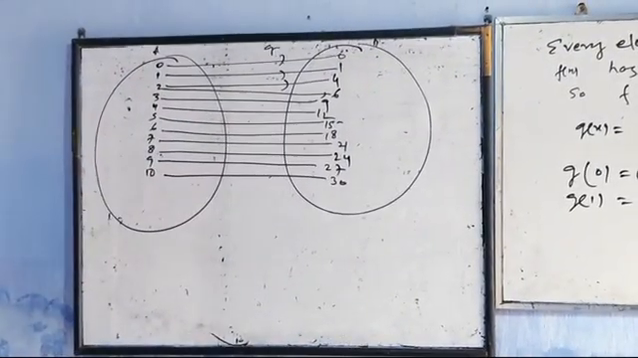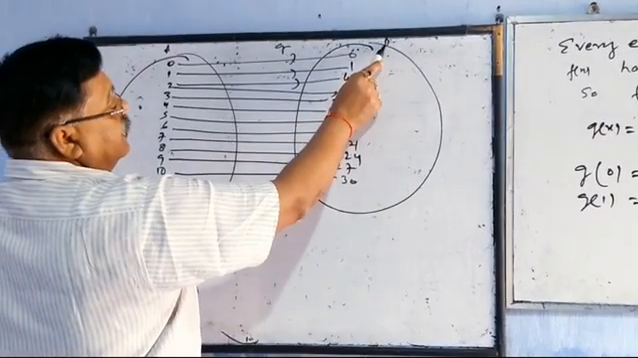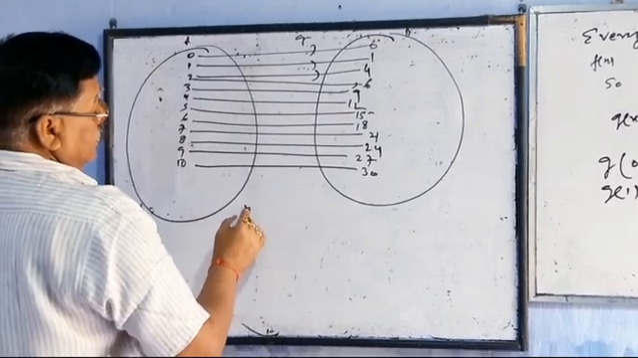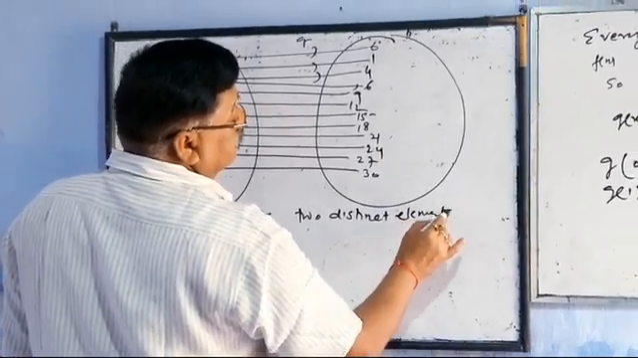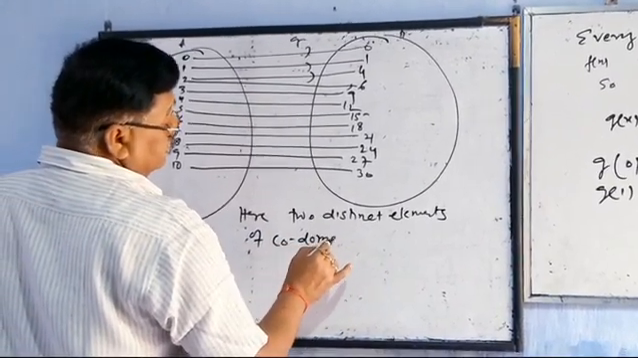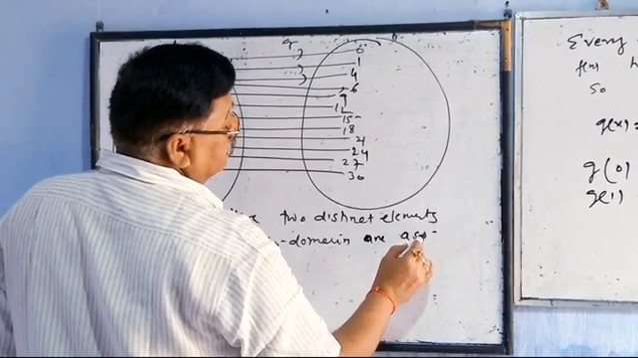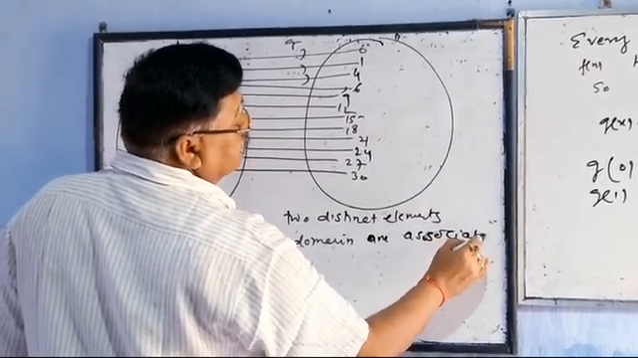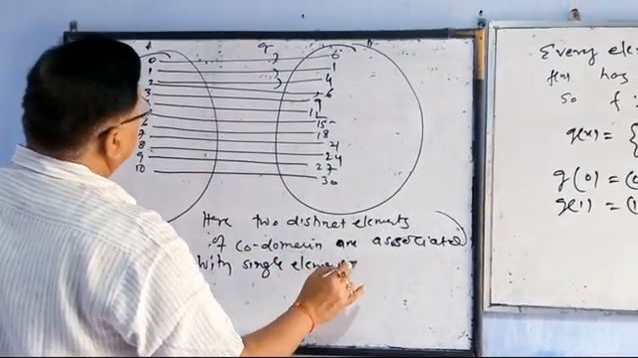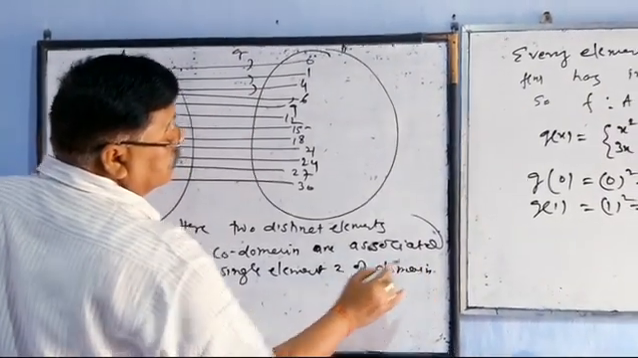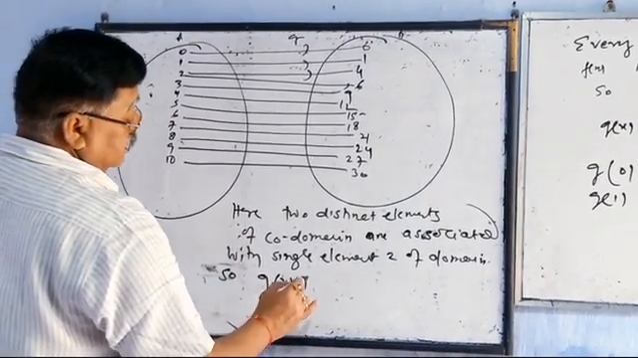So student, one thing we are seeing here is that two distinct elements, 4 and 6, of codomain B are associated with the single element 2 of the domain. So g(x) is not a function.